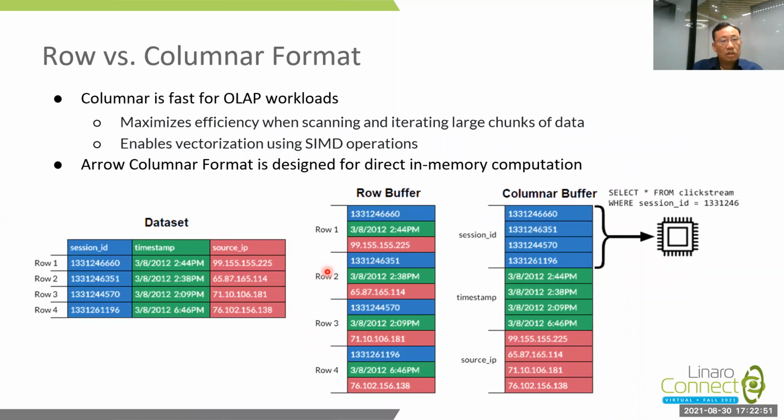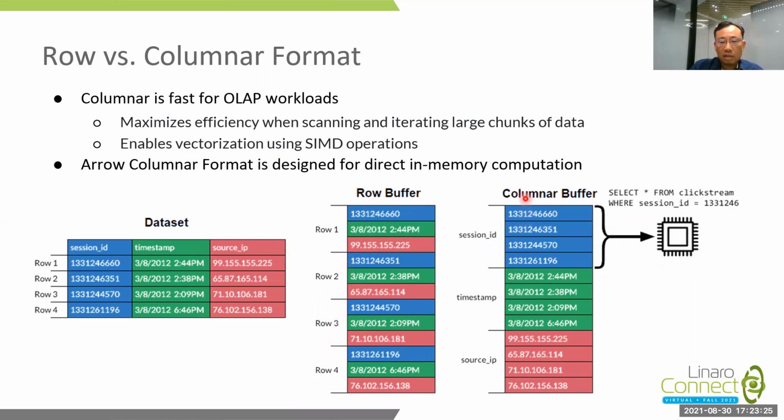First, I will introduce the row versus columnar format. Traditionally, this is an example of the data set. There are 3 columns in 3 colors, and there are 4 rows. In traditional row-based storage buffers, you can see each row is stored continuously in memory. So the columns are discontinuous. You can see the colors are not continuous.